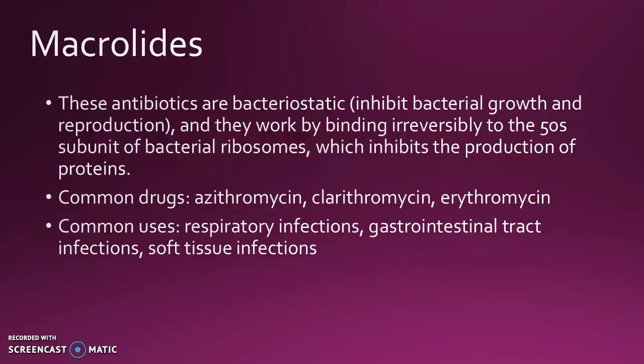The macrolides are bacteriostatic antibiotics, meaning they inhibit bacterial growth and reproduction. And they work by binding irreversibly to the 50S subunit of bacterial ribosomes, which will inhibit the production of proteins. So they fall into the protein synthesis inhibition category. Some common drugs would be azithromycin, clarithromycin, and erythromycin, and their common uses are for respiratory infections, gastrointestinal tract infections, and soft tissue infections. Azithromycin is a really common one seen if you've ever had a sinus infection and gotten a Z-Pack. That's what that one is.